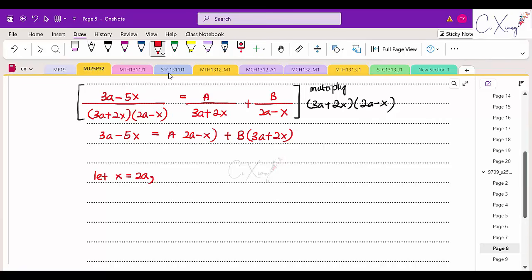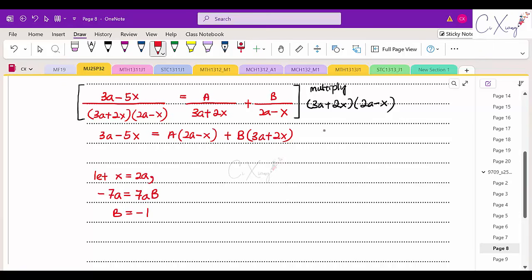Then after that, if you let x equal 2a and substitute it here, you'll have 3a minus 10a. 3a minus 10a gives negative 7a, right? Then 2a minus 2a equals 0, so your A will disappear. Then for this one, 3a plus 2 times 2a will be 7a. So you have 7aB, and your B is basically equal to negative 1.